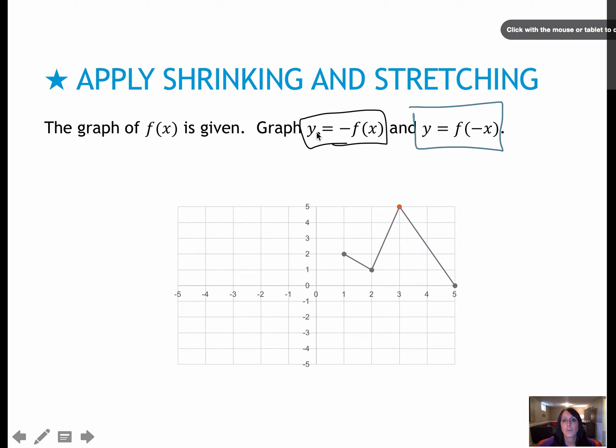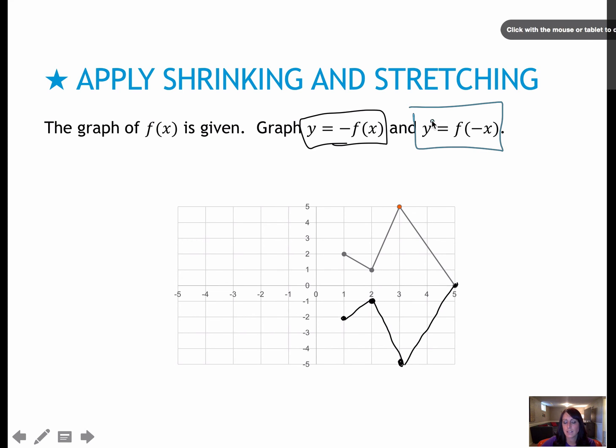For my first, I'm replacing y with negative y, so the point 1, 2 would be 1, negative 2. 2, 1 turns into 2, negative 1. 3, 5 into 3, negative 5. And 5, 0 stays the same. So notice this has now reflected that value across the x-axis, so it's symmetric with respect to the x-axis.